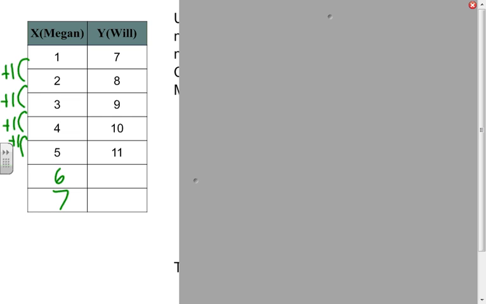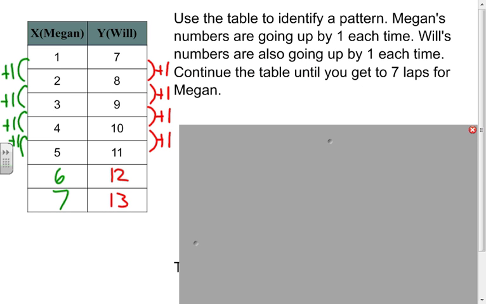Will's pattern is also going up by 1 each time. That pattern will also continue. So his next number is going to be 12, and the number after that is going to be 13. We used our table to keep going. Remember, the question was to try to figure out how many laps Will did if Megan did 7.